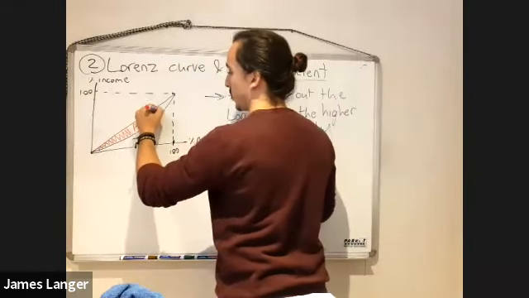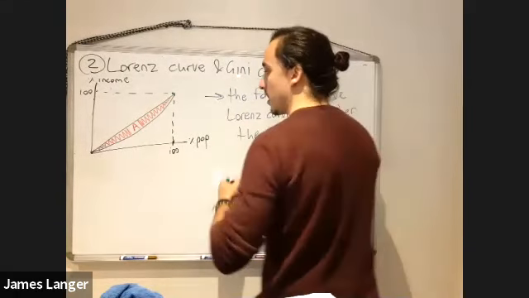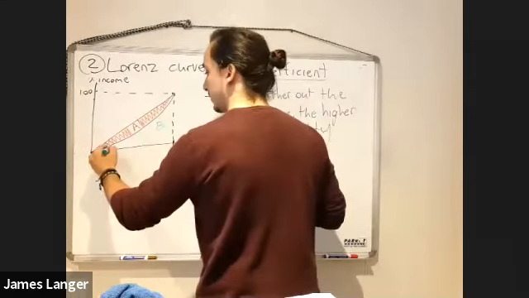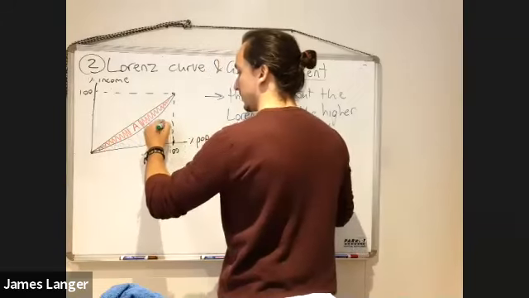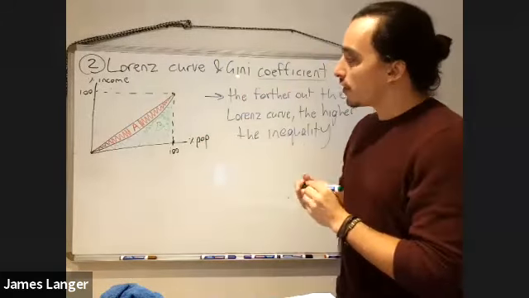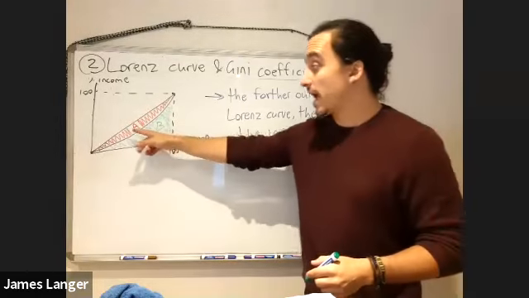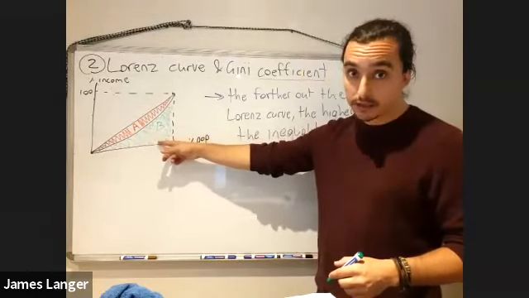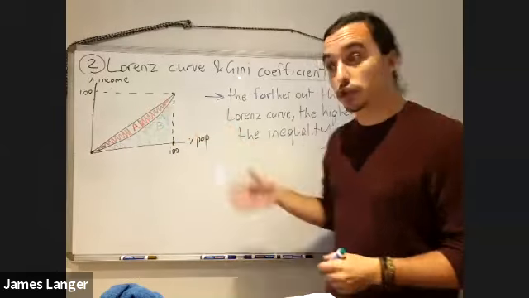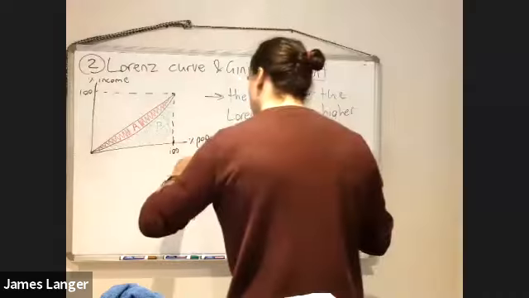Okay, I'm going to call this A. And on the inside here, I'm going to call this B. So the further we go out, the further my Lorenz curve goes out, the larger A will be and the smaller B will be, okay? So that's how we're going to start to identify the size of our income inequality.